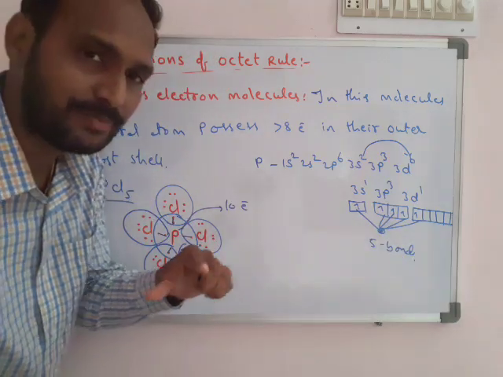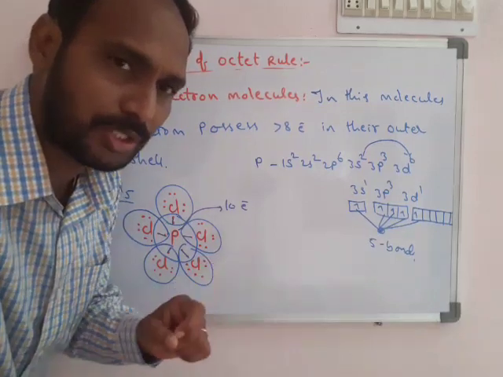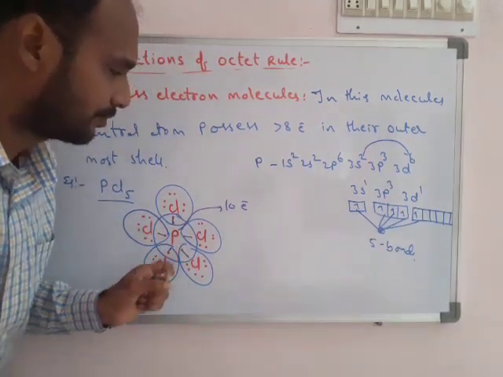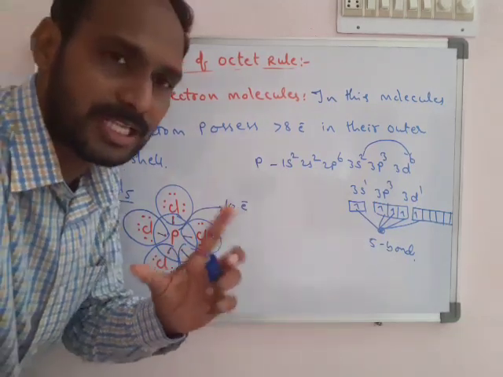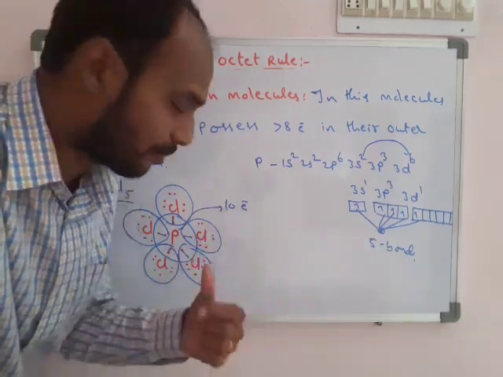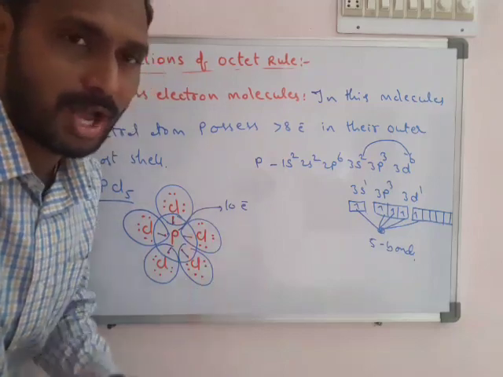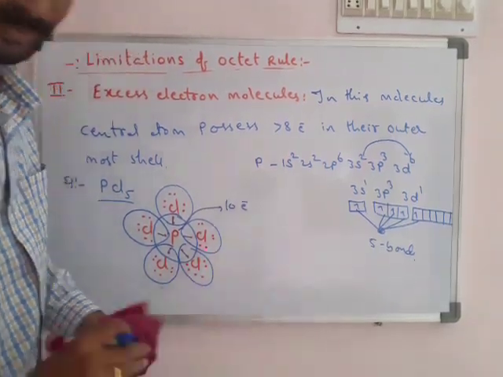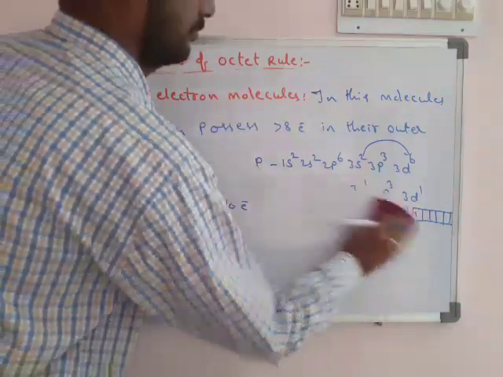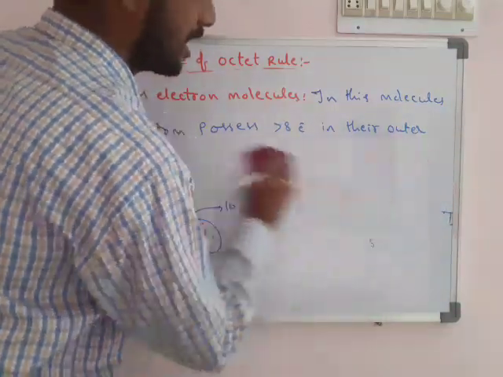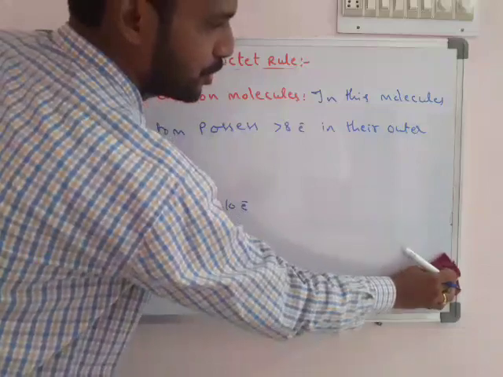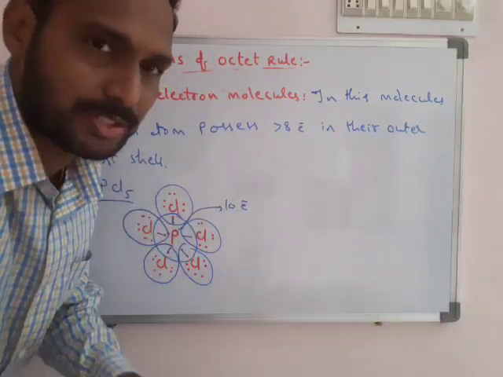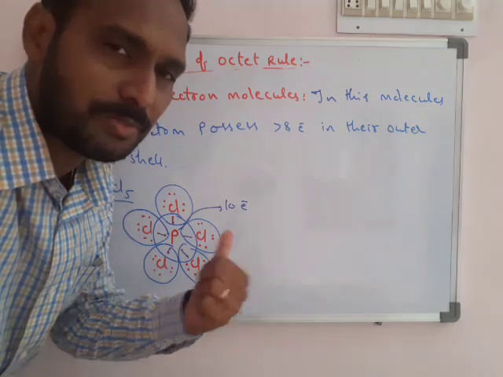So finally, in the formation of the PCl5 molecule, phosphorus has 10 electrons around it. PCl5 is a perfectly stable molecule, but here the phosphorus is not following the octet rule. In the same way, there are some more examples. How is it possible for them? Due to the availability of vacant d orbitals.